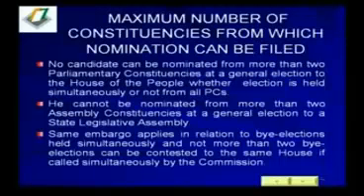Then the next question is, from how many constituencies one can contest an election, can file the nomination. Previously, say there was no restriction at all. A person could file nomination in any number of constituencies. Now, of course, there is a restriction that it can't be from more than 2 constituencies.